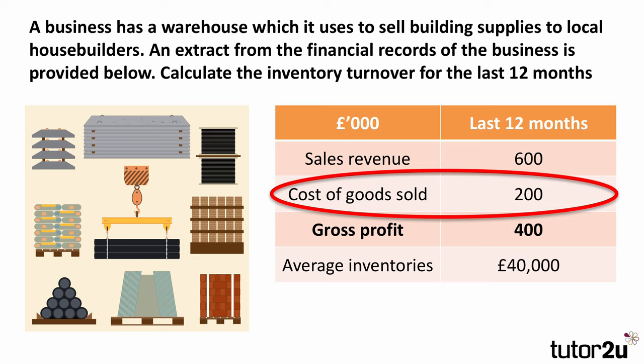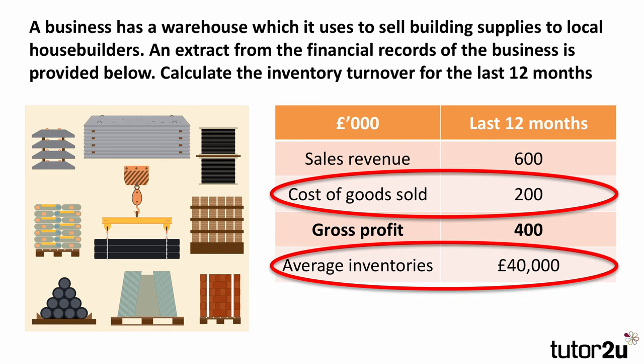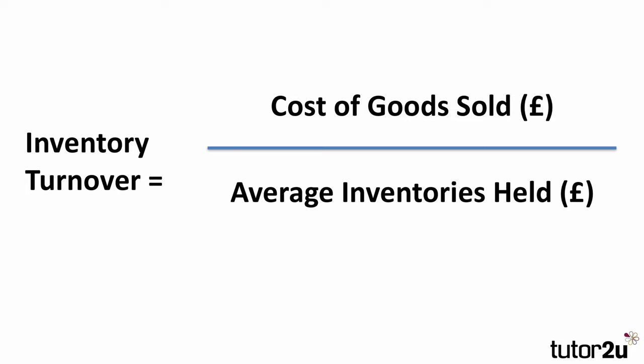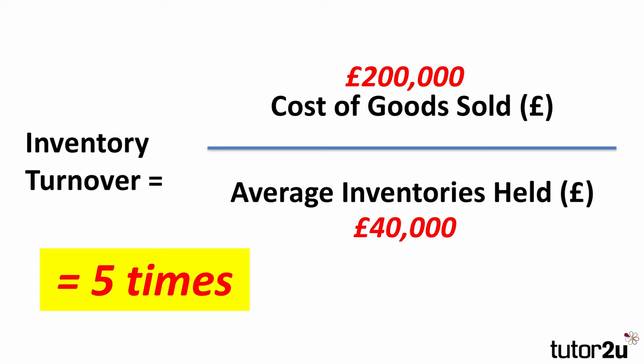Well, don't forget, we're looking for the cost of goods sold. And in this case, we're given that, £200,000. And we're also looking for the bottom part of the calculation, the average inventories. And again, we're given that information, £40,000. So let's work those numbers through. Inventory turnover is the cost of goods sold divided by the average inventories held, expressed as a number of times. In this case, our data suggests cost of goods sold is £200,000. Our average inventories held is £40,000. Therefore, on average, over the year, the business turns its inventory into cost of goods sold 5 times. 200,000 divided by 40,000. That's 5 times each year the inventory is turned over. And that's the inventory turnover number.